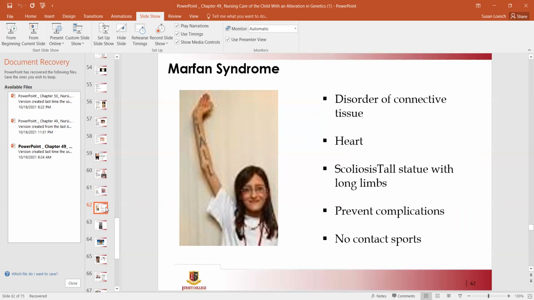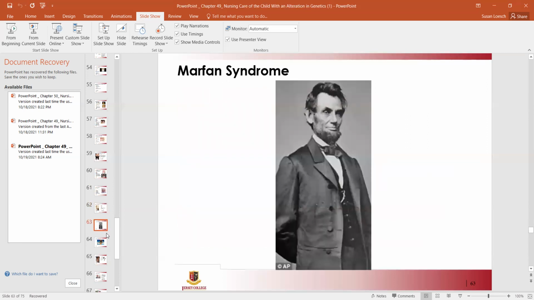Okay, these patients are going to be tall in stature with long, slim arms, that long face, a small amount of subcutaneous fat, muscle hypotonia, loose joints, a long and narrow face again. And so some other things that you'll see, a lot of issues with the heart, especially with the mitral valve and the aorta. Delayed achievement of gross and fine motor milestones can occur with this. No contact sports, and we want to prevent any complications. And then they do have a Marfan syndrome foundation that you can also refer the patient to. There you go, Abe Lincoln.